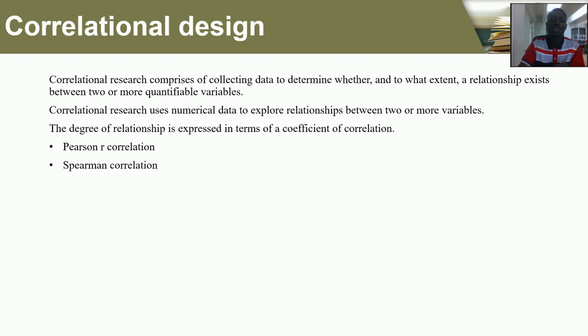We can also use Spearman correlation. This is when your data is not a continuous variable or is not normally distributed. So you would like to use Spearman when you are using ordinal or discrete variables. You can also use the biserial correlation when you have to compare a nominal data with a continuous variable. You can look at that one.